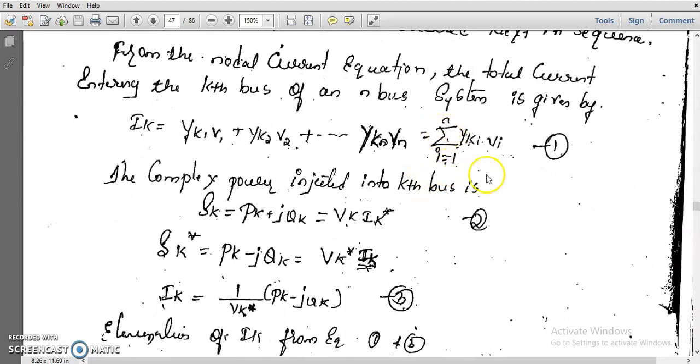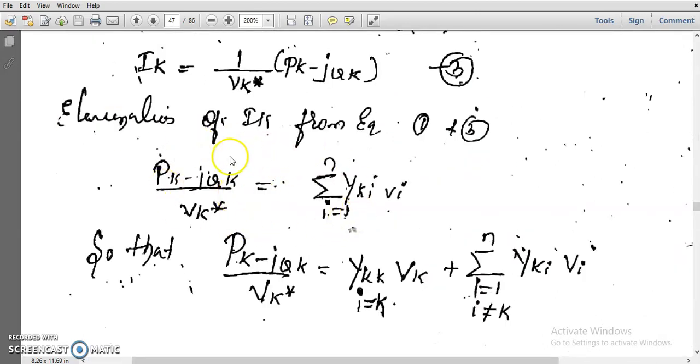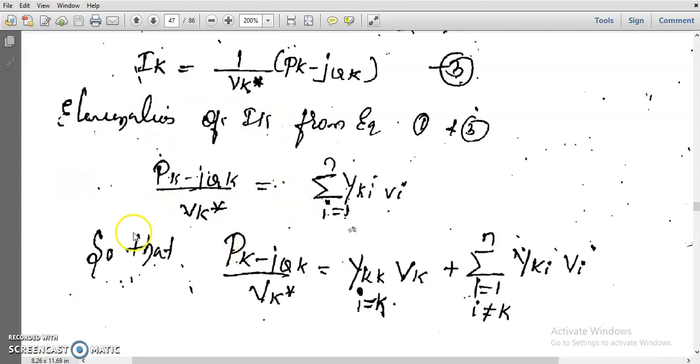This one I am taking. With this term here I am substituting. Okay, so once you get this, what you have to do here? Once you got P_k minus j Q_k by V_k star is equal to the summation of i equals 1 to n of Y_ki V_i, the same equation I'll rewrite and define.